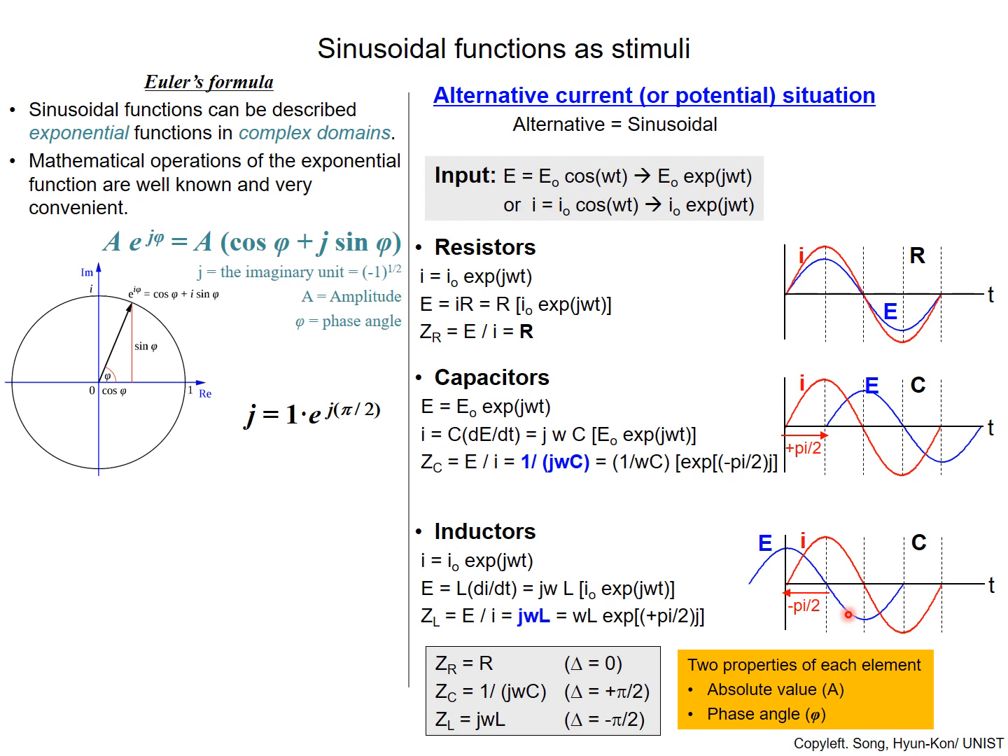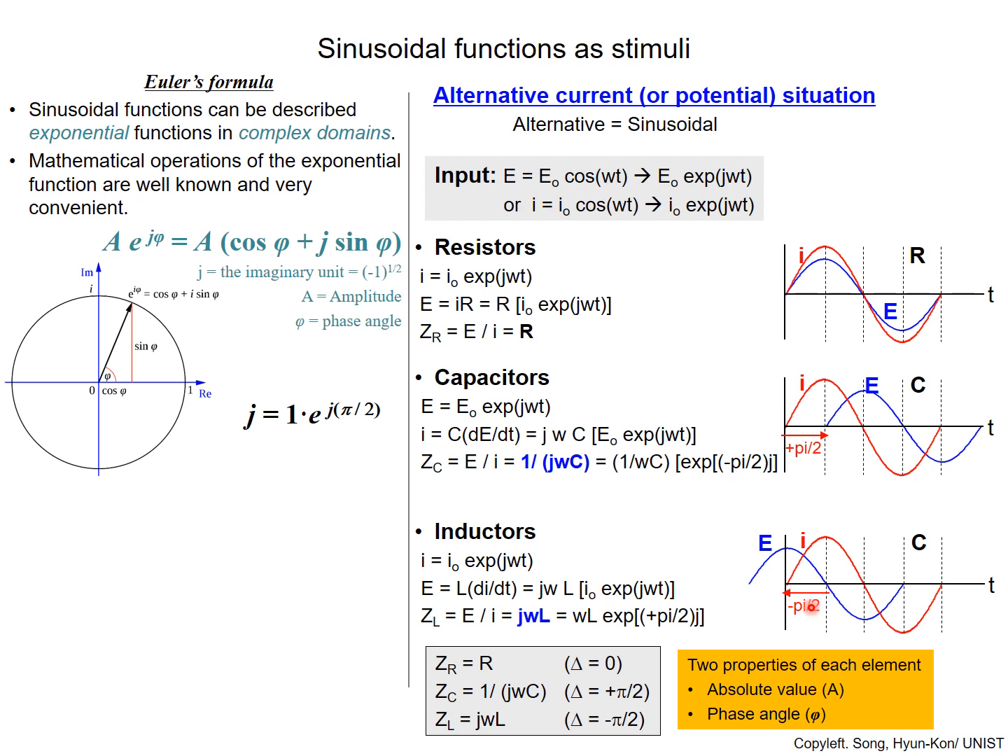With the phase angle difference at pi over 2, the potential is following the current. Plus means minus pi over 2 as the phase change. Minus means plus pi over 2, so the potential leads the current. Minus means the potential follows the current.